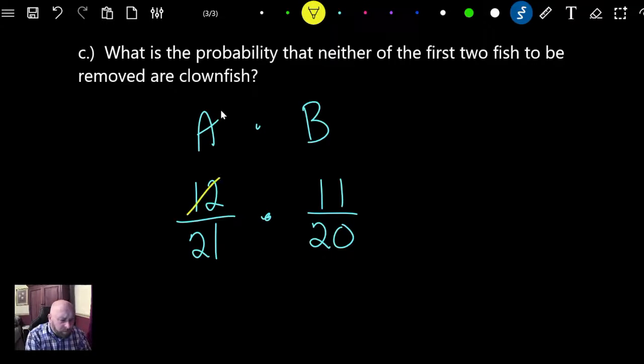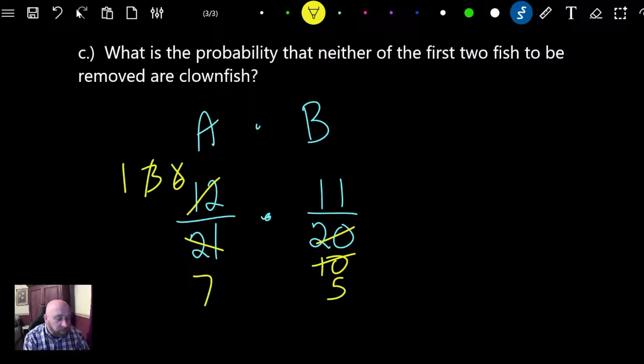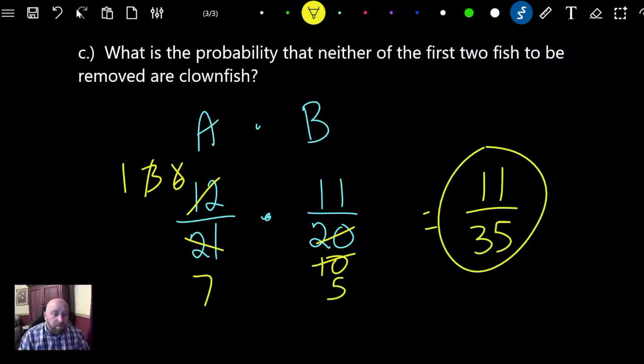You could cross-reduce this right here. See, 2 goes in there 6 times. 2 goes in there 10. No, we can reduce that again. So that would be 3 and 5. And then you could cancel right there. 3 goes in 21 7 times. So you'd have 1 times 11, that equals 11. And 7 times 5 is 35. 11 over 35 would be your probability of the first 2 fish not being a clownfish.